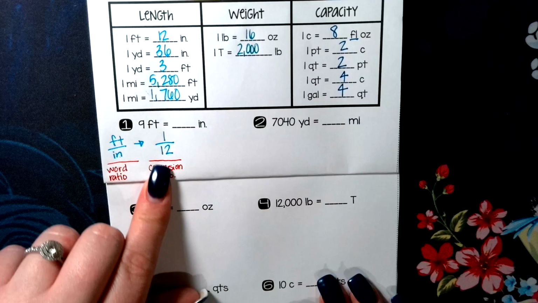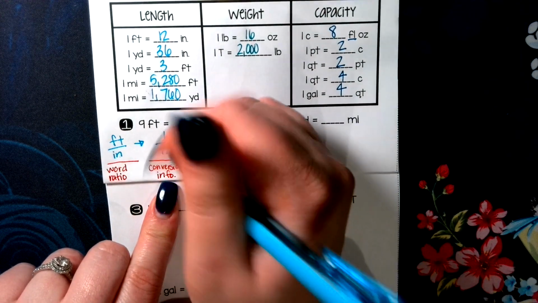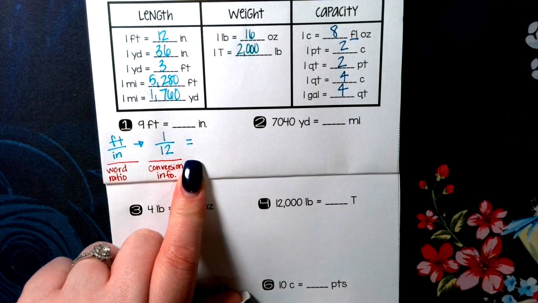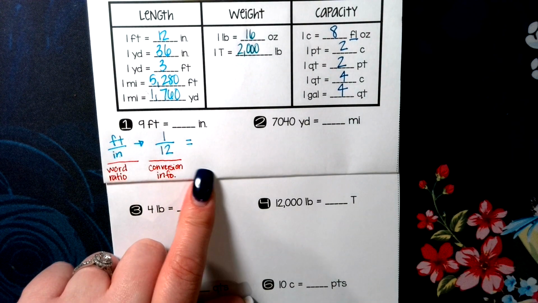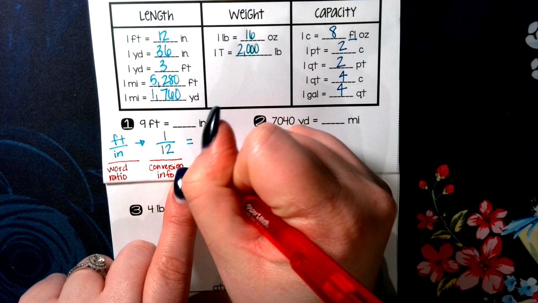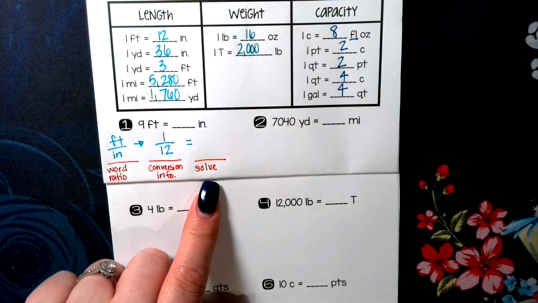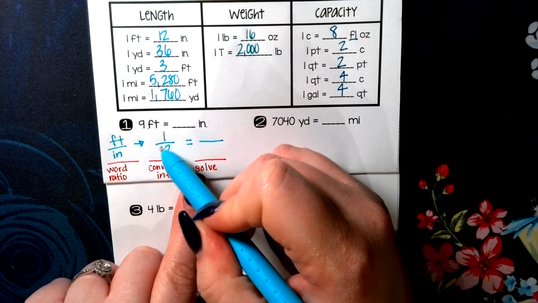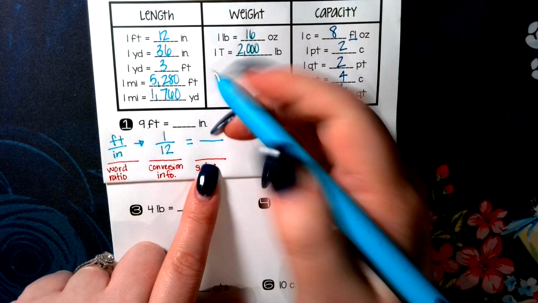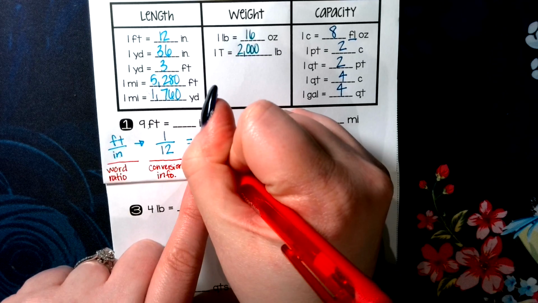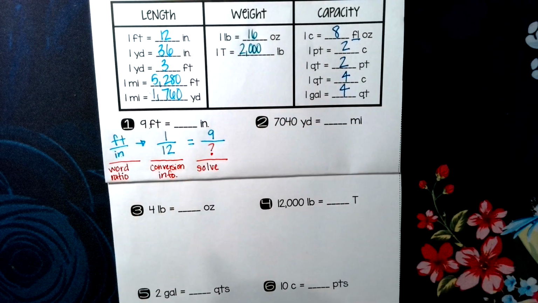That's my conversion information. And remember, a proportion is just 2 equivalent fractions. Then I want to fill in with what I'm trying to solve for. In this problem, I know I have 9 feet, so I need to fill that in up top. And I'm trying to solve for how many inches that is. There's a few different ways that you can solve it.